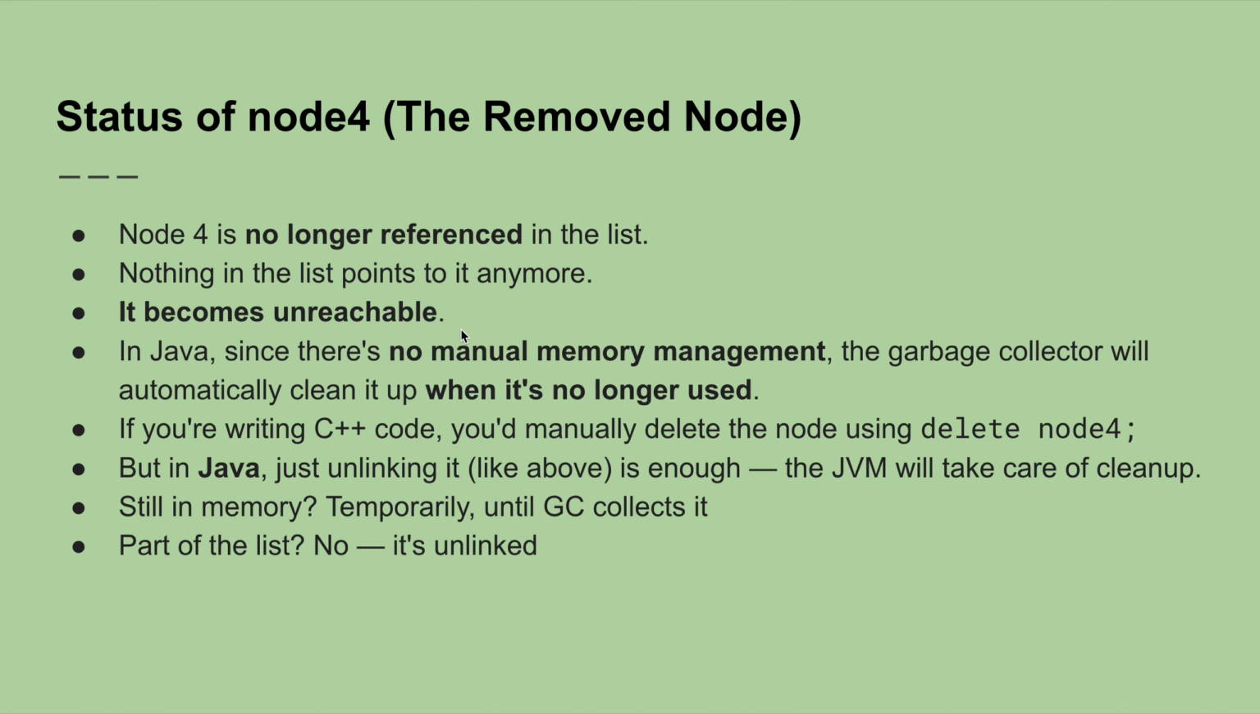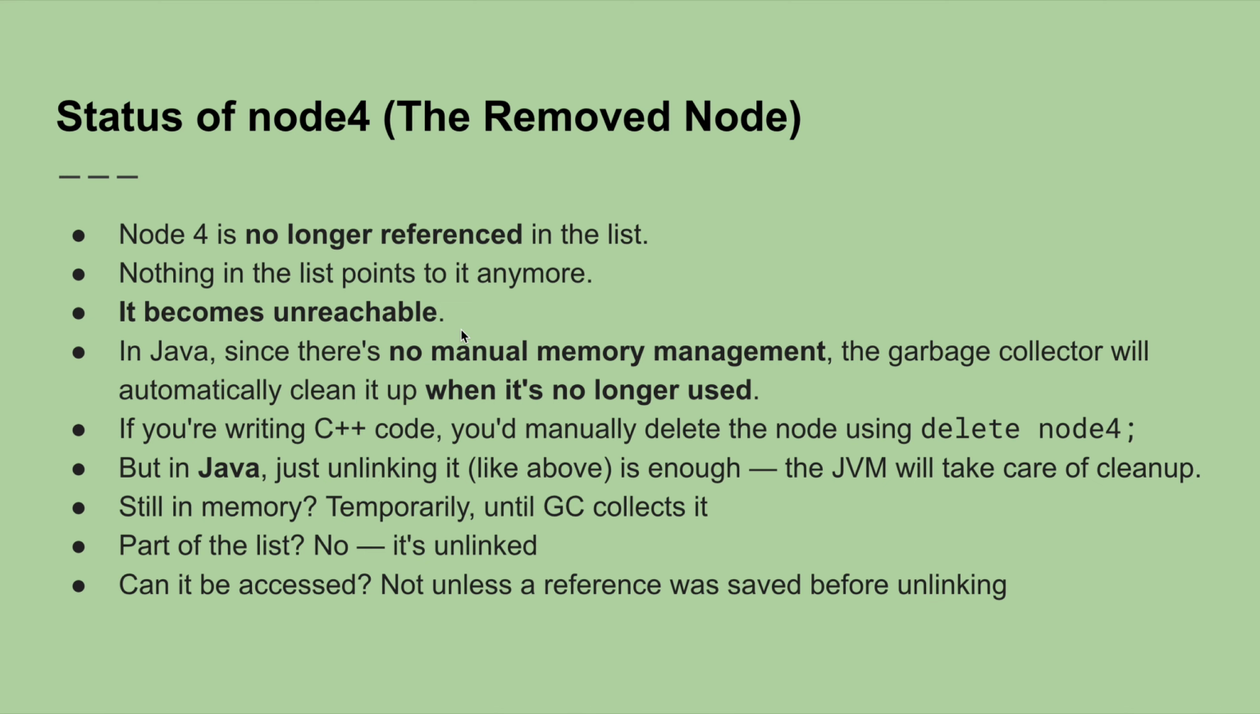Then what part of the list is it? No other part. It is unlinked. It is not in the list. Can it be accessed? Not unless a reference was saved before unlinking. Before unlinking, you have to assign it to some node. If you do not assign it somewhere, it will not be stored and will be discarded. So the final status is that the garbage collector is eligible to remove it.